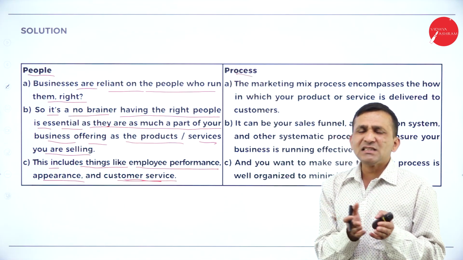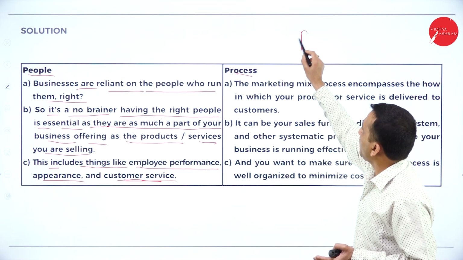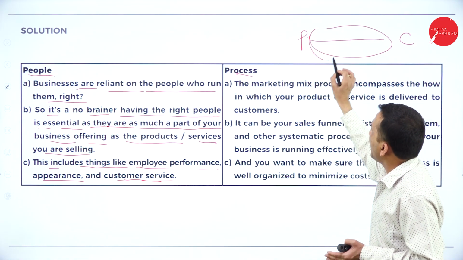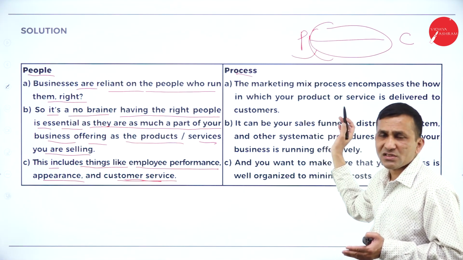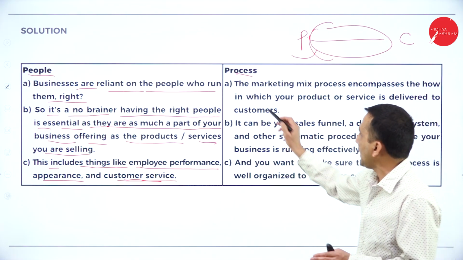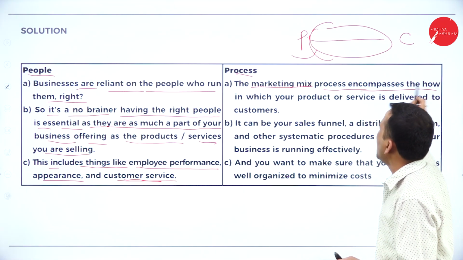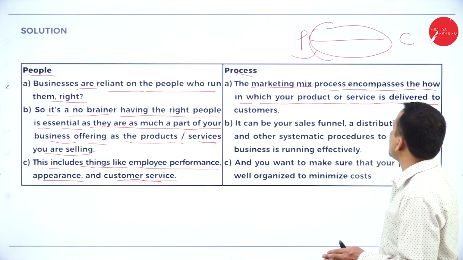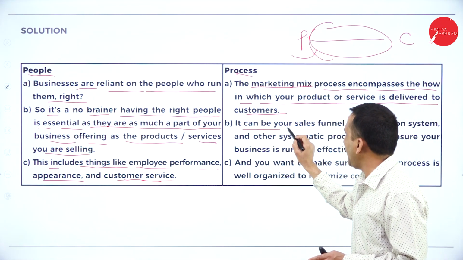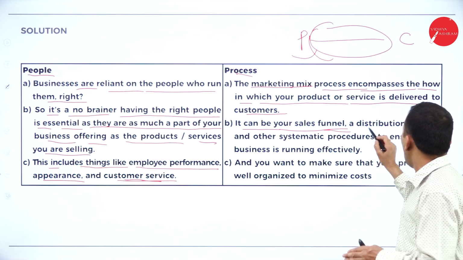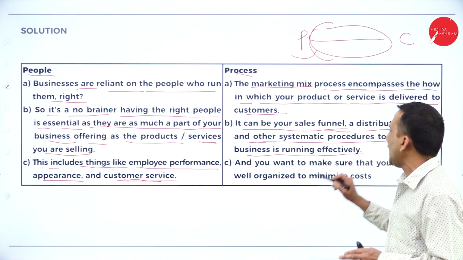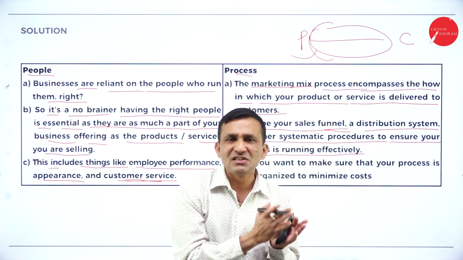And process: in the case of a physical product, from production to consumption, there are different processes, like carrying, storing, or warehousing. In the case of services also, we have identified different types of processes. The marketing mix process emphasizes how your product or service is delivered to the customer, because of what kind of processes are involved. It can be your sales funnel, the distribution system, and other systematic procedures to ensure your business is running effectively.